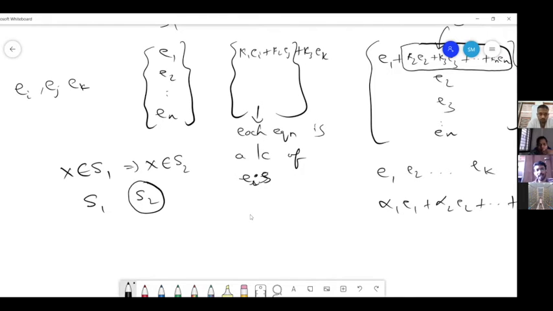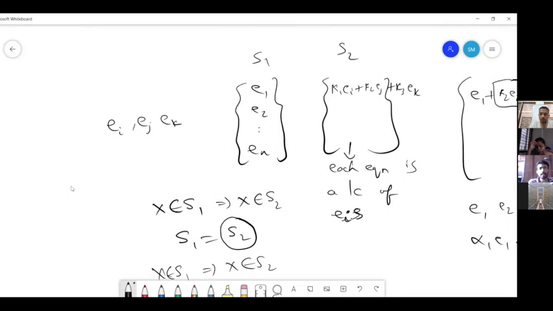Correct. So yes, any x belonging to S1 will belong to S2, because each equation in S2 is a linear combination of equations of S1. And similarly, if x belongs to S2, that also implies x belongs to S1, because any equation in S1 is a linear combination of equations in S2, right? So basically, we have the equality here.